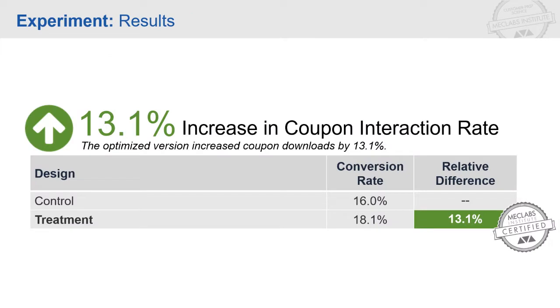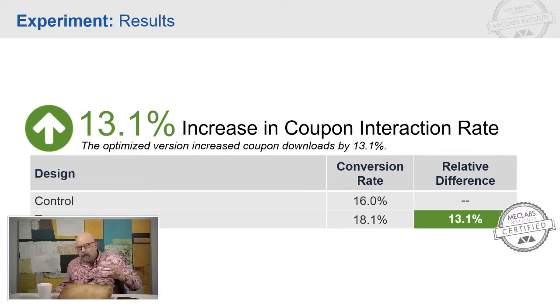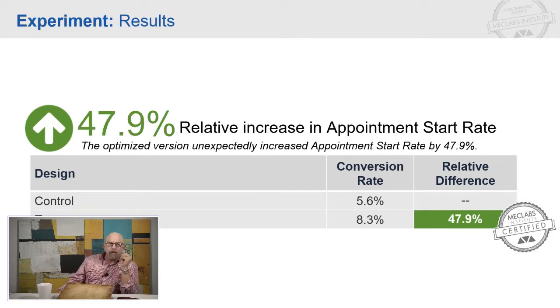What happened? Well, I want to emphasize, for a company of this size, this change is enormous because their funnel is much larger than the average business. Its impact financially is remarkable. So we saw a 13.1% increase in the coupon interaction rate. It went up. But we also saw a 47.9% relative increase in appointment starts. That is powerful. And it tells you something important is taking place. But what exactly is it?